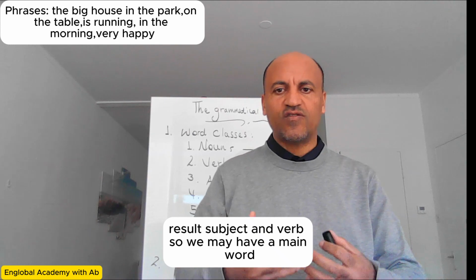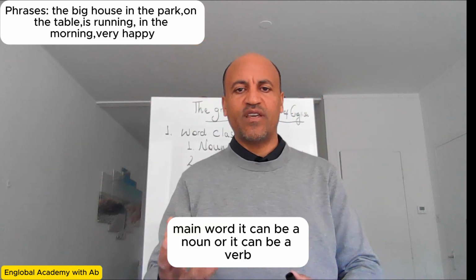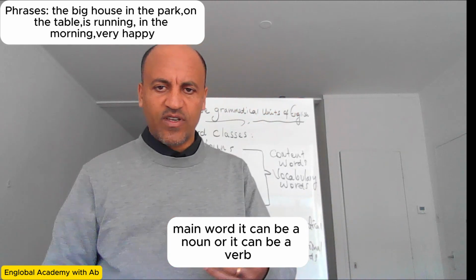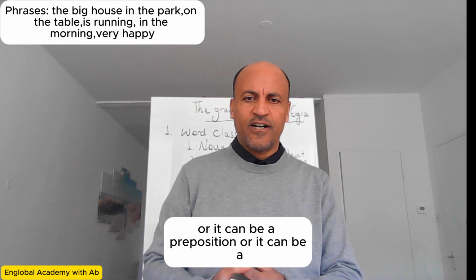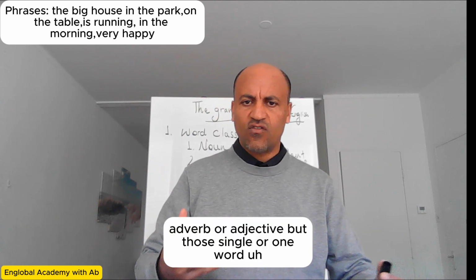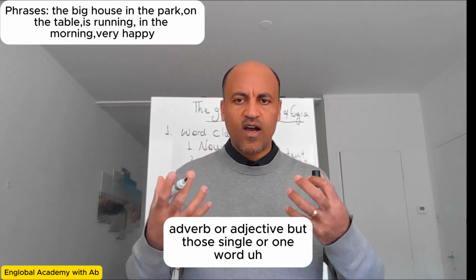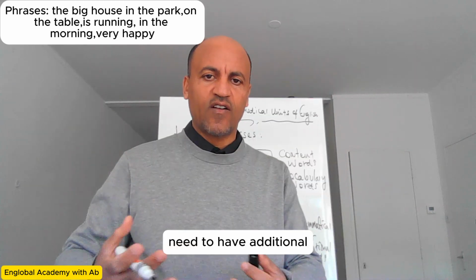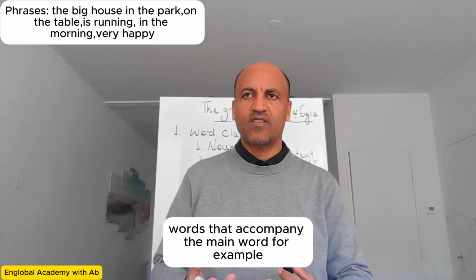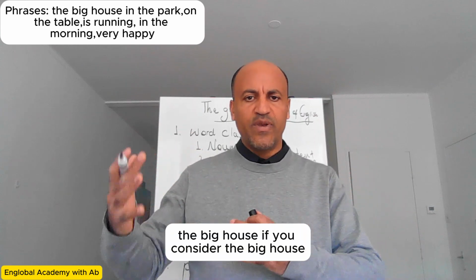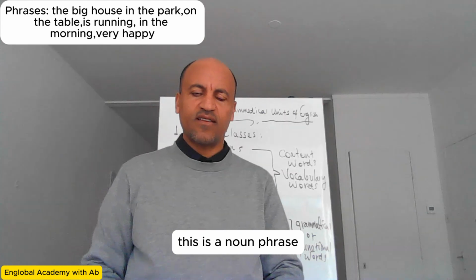So phrases are a combination of related words without a subject and verb. We may have a main word. It can be a noun, or a verb, or a preposition, or an adverb or adjective. But that single word needs additional words that accompany the main word. For example, the big house. If you consider the big house, this is a noun phrase.